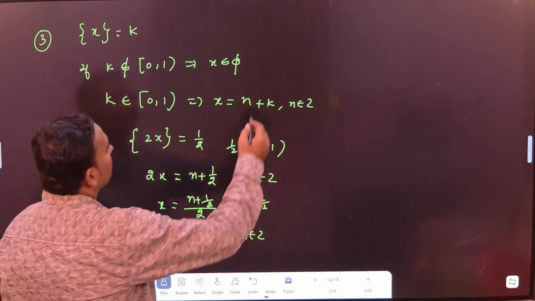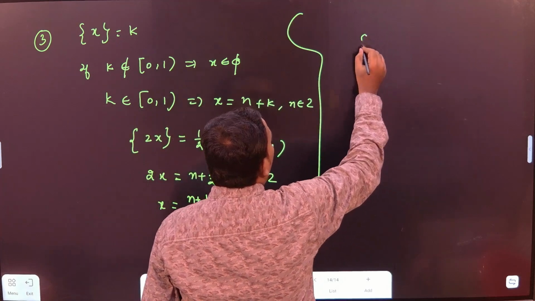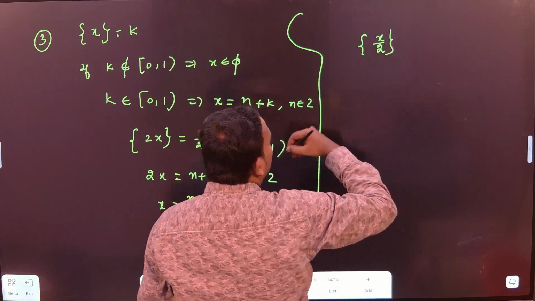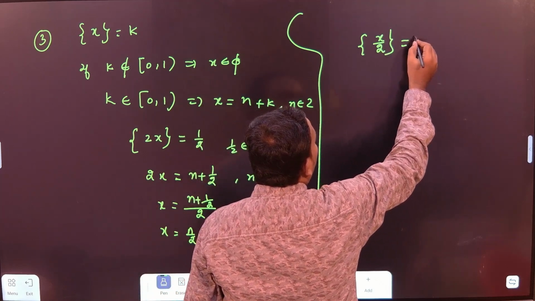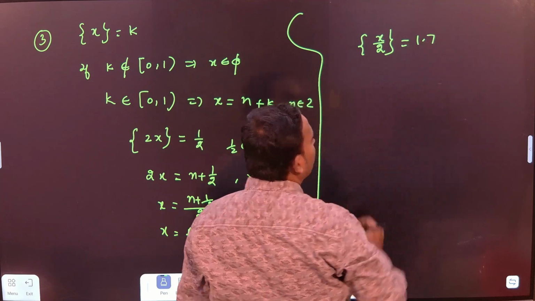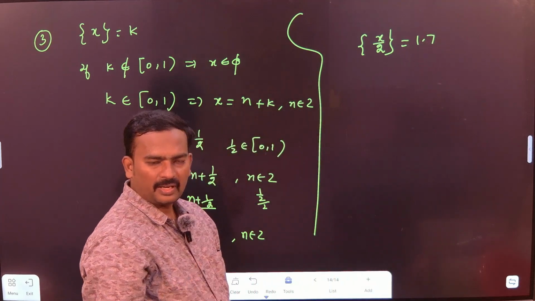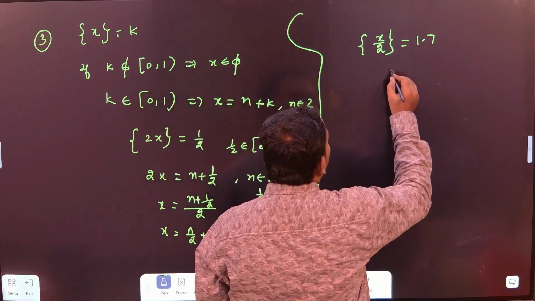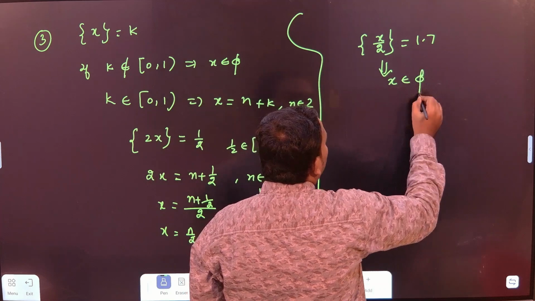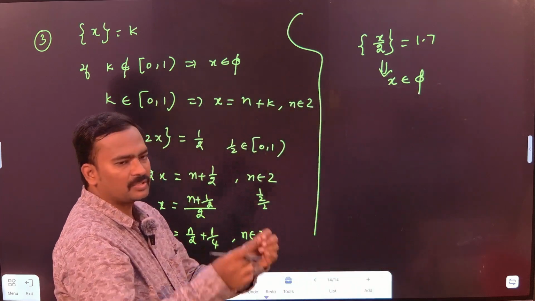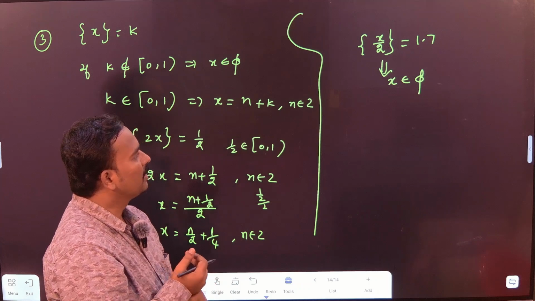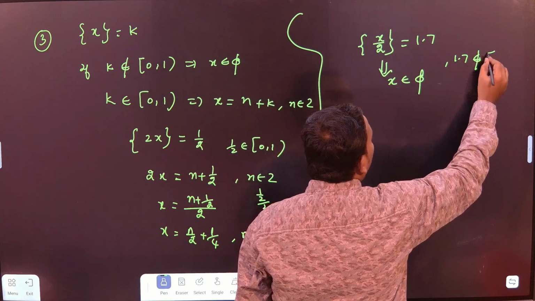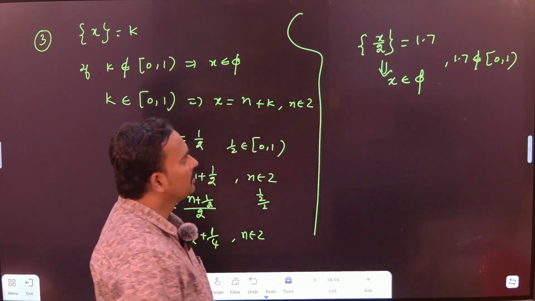So let me take one more example. Let's take the fractional part of x by 2 equal to 1.7. Is there any possibility there? The output is more than 1. So definitely you can say that x belongs to the empty set. There is no such x value possible such that the fractional part of x by 2 is equal to 1.7, because 1.7 does not belong to 0 to 1, right?